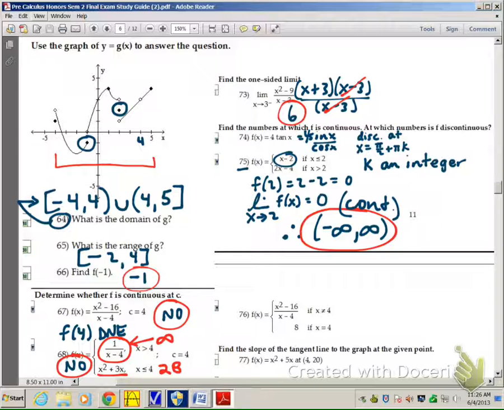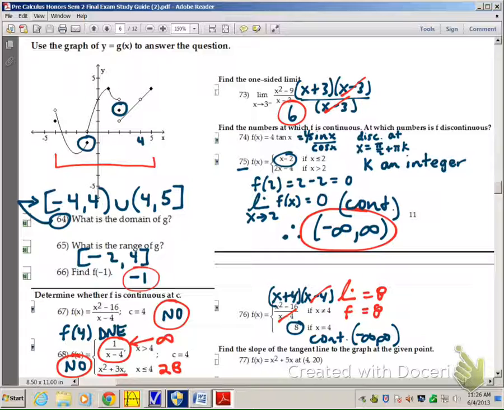Let's see here. What is f of 4? F of 4 is 8. The limit as x approaches 4. So the three conditions that must be met are the limit has to exist, the function has to exist, and the limit has to equal the value of the function. So the limit does exist. The limit is equal to 8. Limit equals 8. F equals 8. Therefore, continuous on all real numbers again. Continuous on all real numbers. Okay.